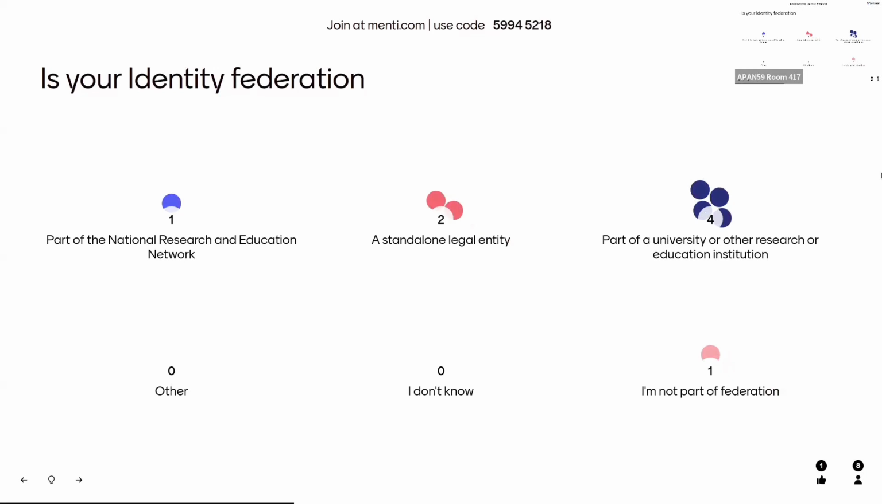So, quite interesting numbers here. If we did the same thing in Europe, we would probably get the whole group saying they are part of the National Research and Education Network. But here we can see that it's a different scenario. We have universities or other research or education institutions that are taking the lead. We also have some standalone legal entities, like for example AAF, as Paul was saying.